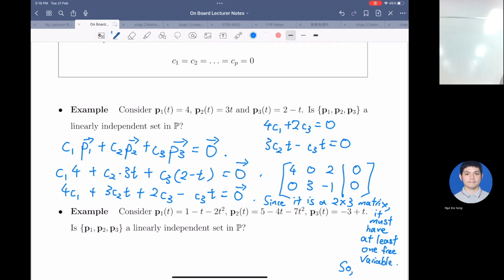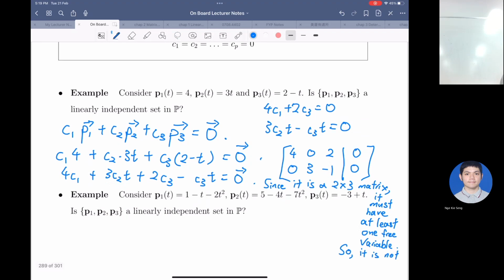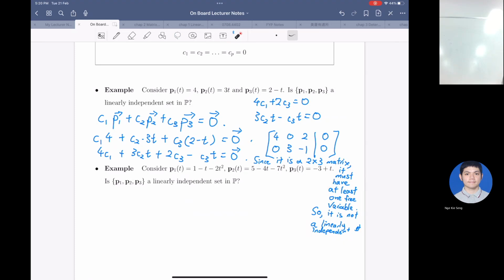So it is not an independent set. You can have at most 2 pivots, so you must have at least one free variable. In terms of rank, the rank of this matrix is at most 2, so the null space has dimension at least 1. Different language, but the most important thing is you have at least one free variable because this is a 2 by 3 matrix.